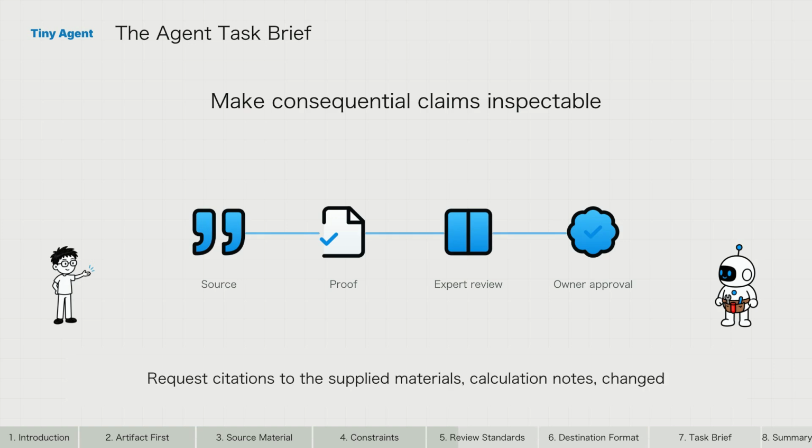Make evidence inspectable. Request citations to the supplied materials, calculation notes, changed files, screenshots, test results, or a short decision log. The right evidence depends on the artifact, but it should let a reviewer verify the consequential claims. Assign review roles. The agent can check structure, consistency, missing fields, and routine validations. A subject expert checks judgment. An accountable owner approves actions that publish, send, spend, delete, or make a protected declaration.